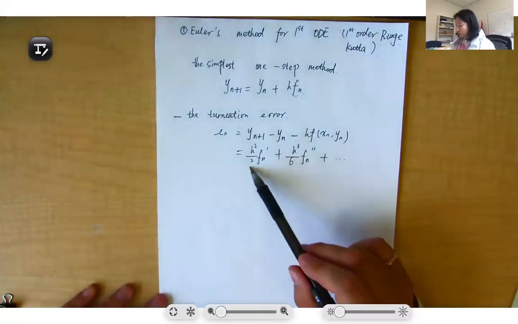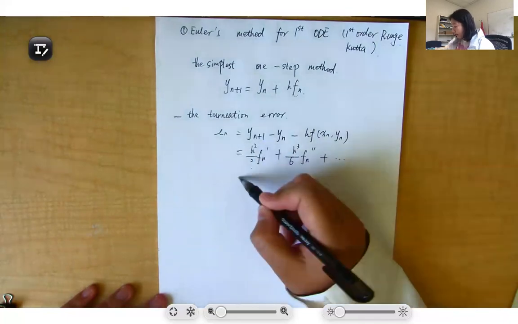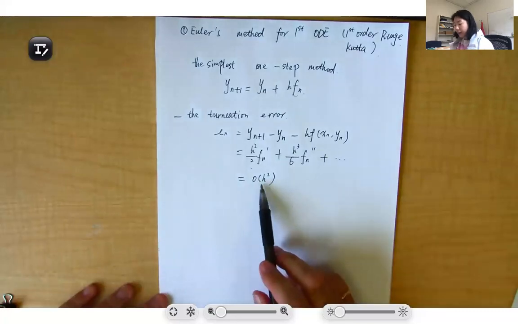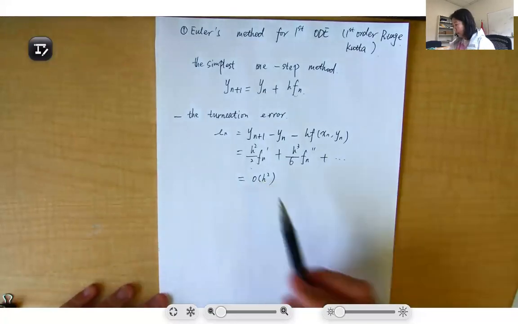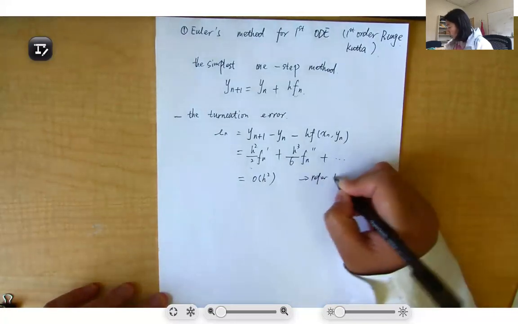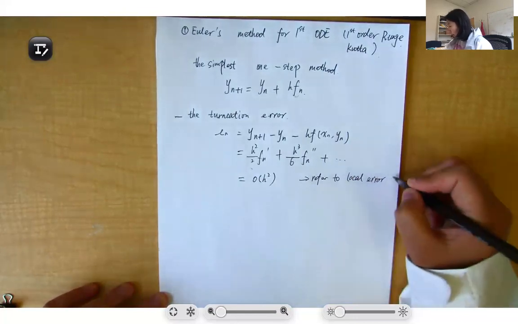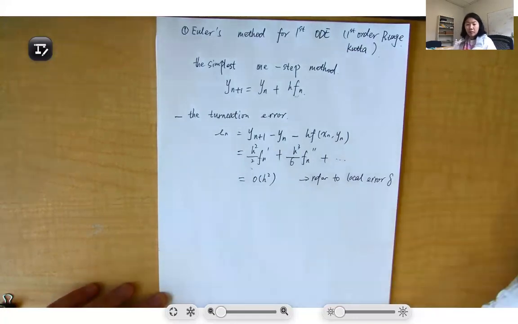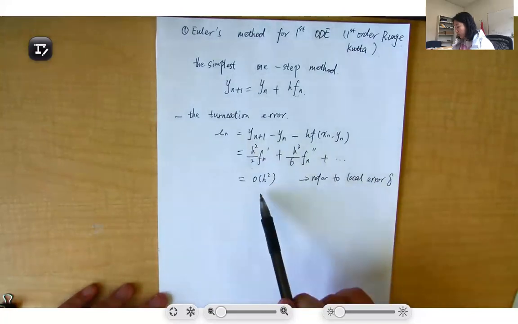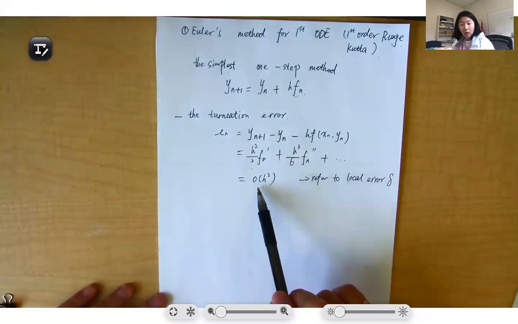And the biggest term of h will determine the accuracy. We can rewrite this as O(h squared). So the truncation error is of the order of h squared. And this is also referred to as the local error at step n. We can use delta to represent it. So at step n, the truncation error, which is also called the local error delta, is of the order of h squared.